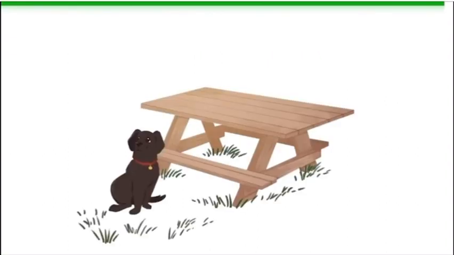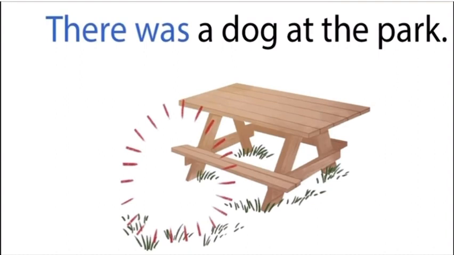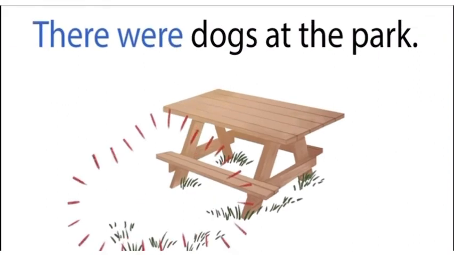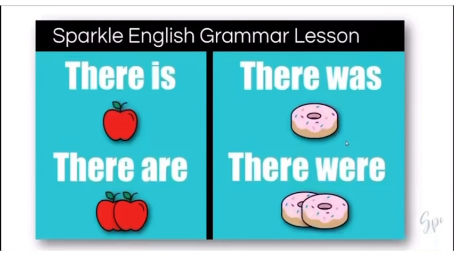Look at this picture. In here we have a dog. In here we don't have a dog. So there was a dog at the park. There were dogs at the park. What is missing in this sentence is that we don't have some. We have to add some to the sentence. It could be there were some dogs at the park.